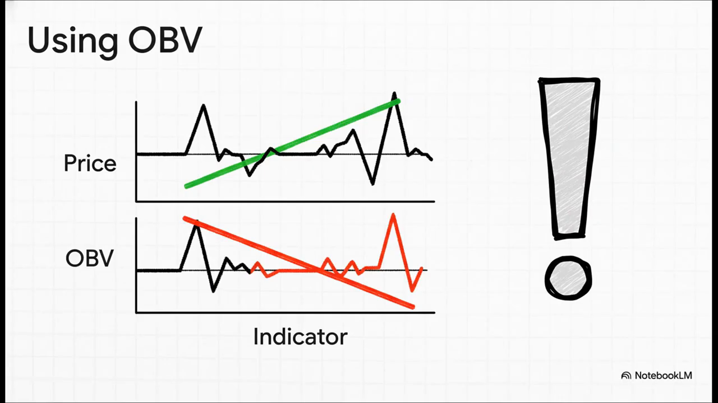Now with OBV, here's the secret sauce. The actual number doesn't matter at all. What matters is the direction of the line compared to the price. We're hunting for something called divergence. That's when the price and the indicator are telling two completely different stories. For example, if the price keeps pushing to new highs, but the OBV line is flat or even falling, that's a huge warning sign that the rally is running out of gas.